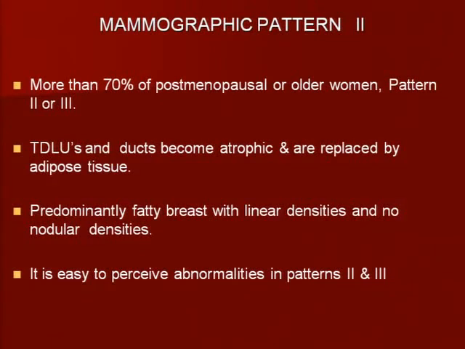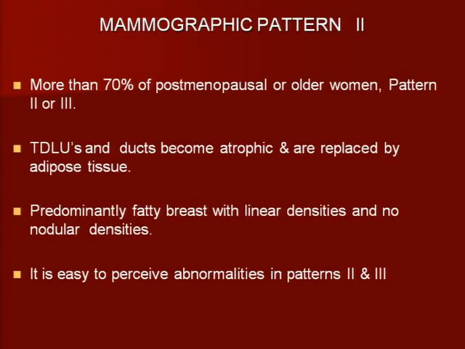Pattern 2 is easy. Pattern 3 is easy. It is basically a fatty breast. Fatty breast, and when you see a fatty breast, usually they are postmenopausal women. Usually they are older women. Rarely, in fact, I don't think I've hardly seen any fatty breasts in young women. But there are, but they're not common. 70% of them are postmenopausal women. And what has happened is all the TDLUs, the little nodules and all, have become atrophic. And all are replaced by fatty tissues.